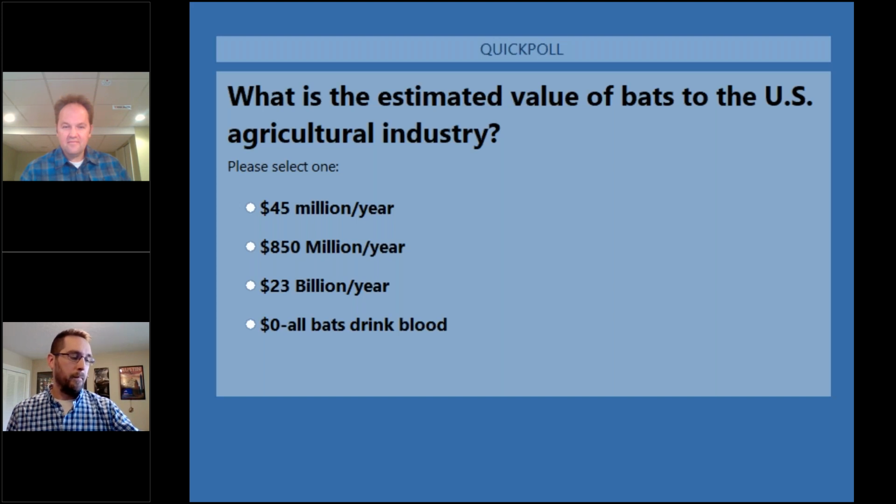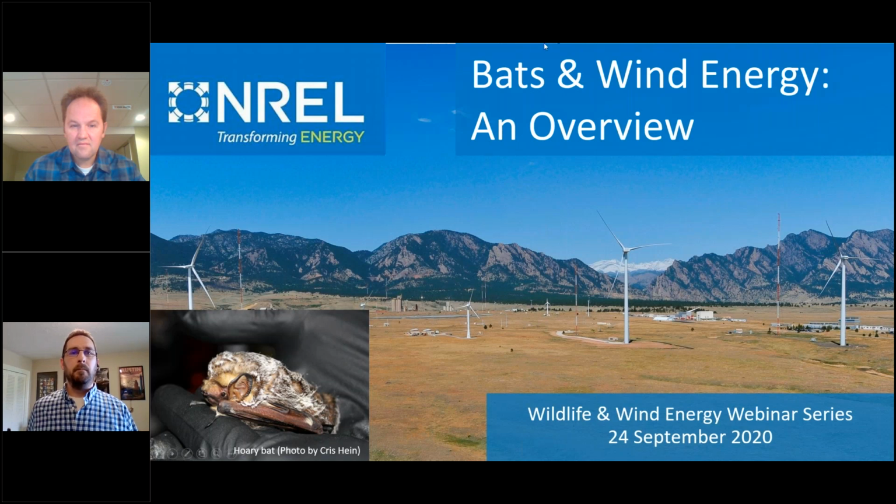Chris, it looks like our top answer is C, $23 billion per year. 50% of people have voted for that. Great, we got a smart group. All right, so moving on.